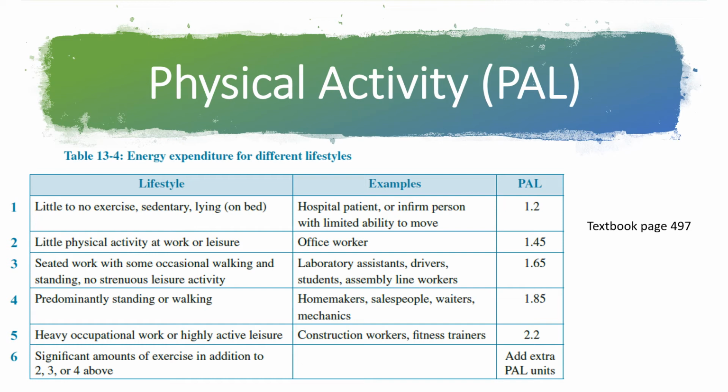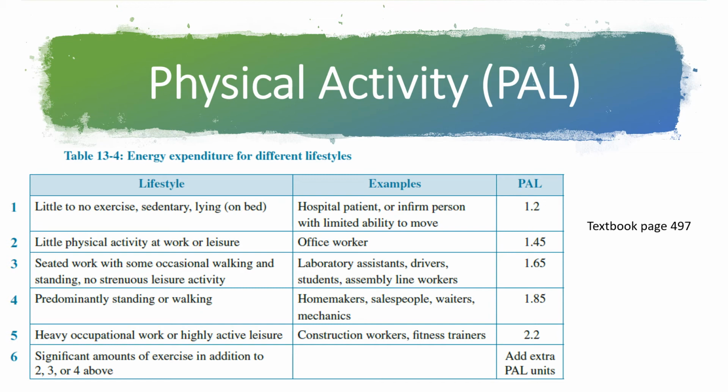That's the factor. Lifestyle level 2 is little physical activity at work or leisure. So they're an office worker, sitting at a desk all day, not doing much physical activity, and their PAL is 1.45. Lifestyle 3 is seated at work with some occasional walking and standing, no strenuous leisure activity. They're like laboratory assistants, drivers, students, assembly line workers, and their PAL is 1.65.